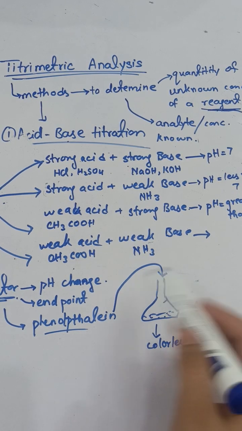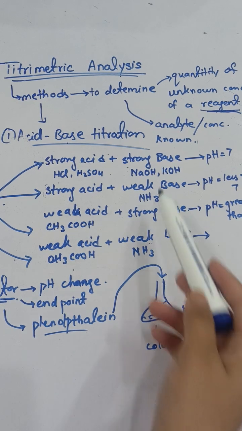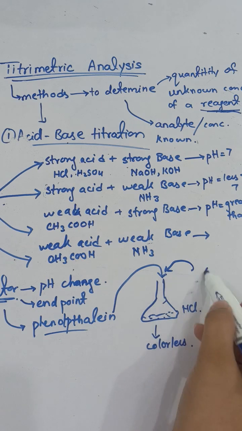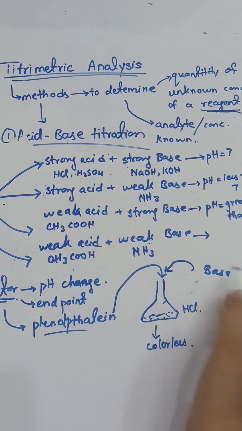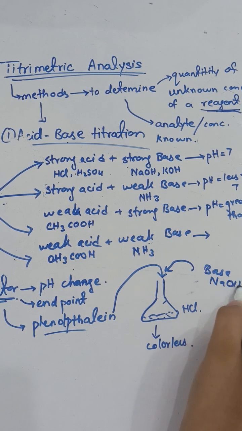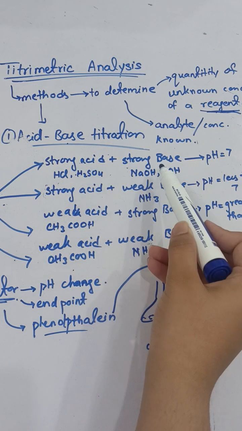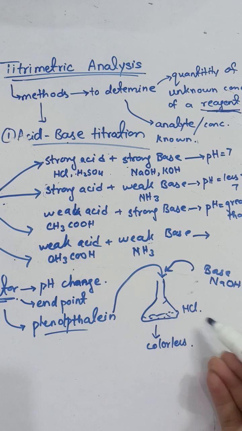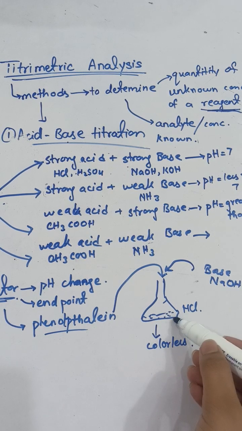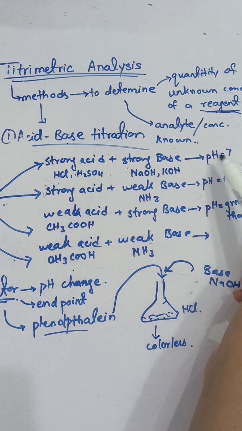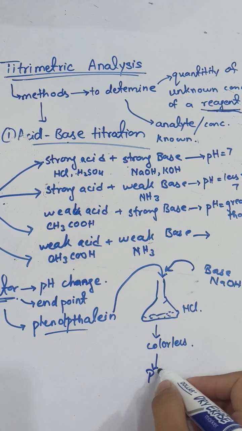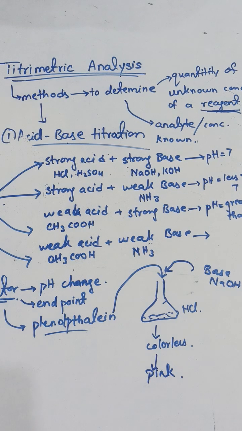Okay, after adding the indicator, we add base, because we have two reagents, acid or base. Now we add any base into it, like I add a strong base, NaOH. Okay, I'm using this reagent. After adding the base, phenolphthalein changes color because the pH changes. First the pH is low, now the pH will become equal to 7. So now the phenolphthalein color becomes pink. Phenolphthalein always shows pink color when the base is added.